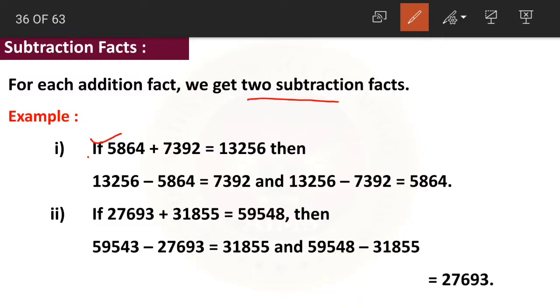Now, if you look at the three numbers here, 5,864, 7,392 and 13,256, which is the larger number of these three? Yes, children, this, right? 13,256. The sum is the larger number. So what will our first subtraction fact be? Write the sum, subtract, and then subtract one of the addends.